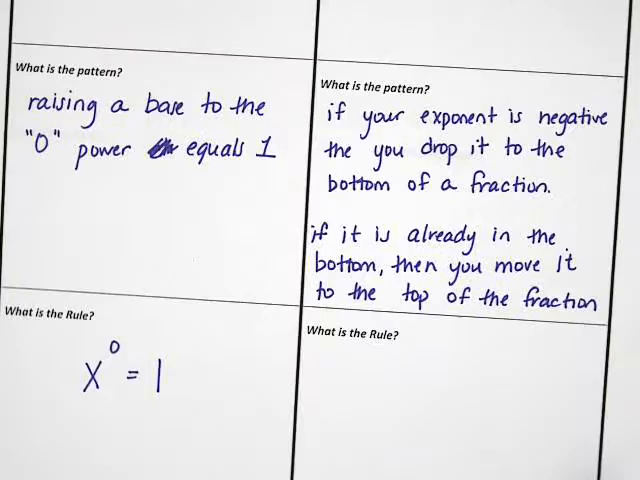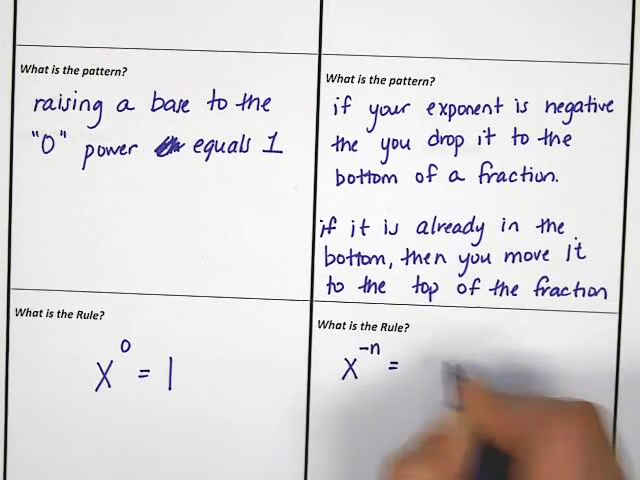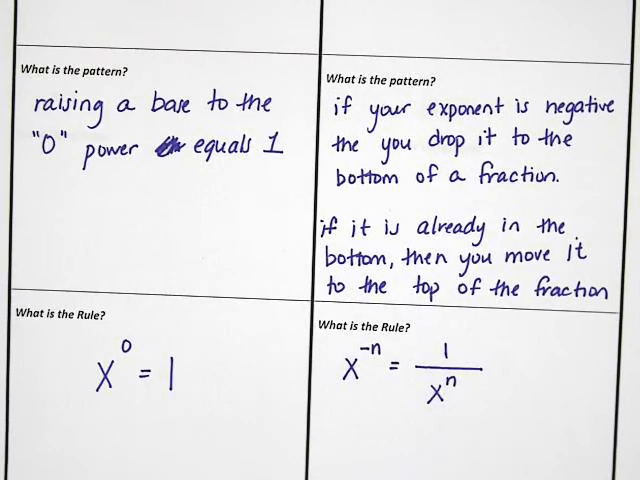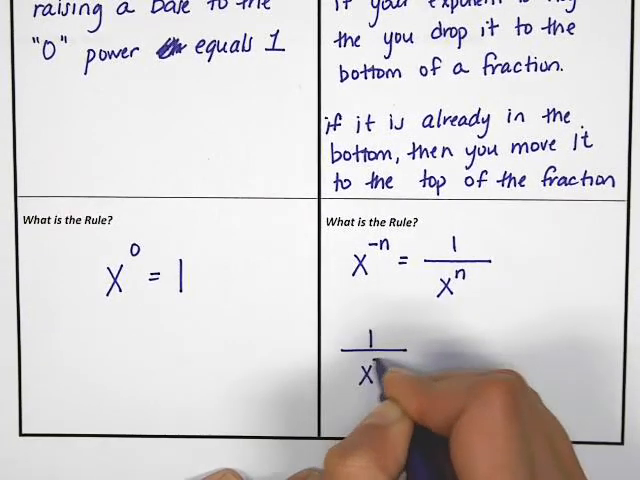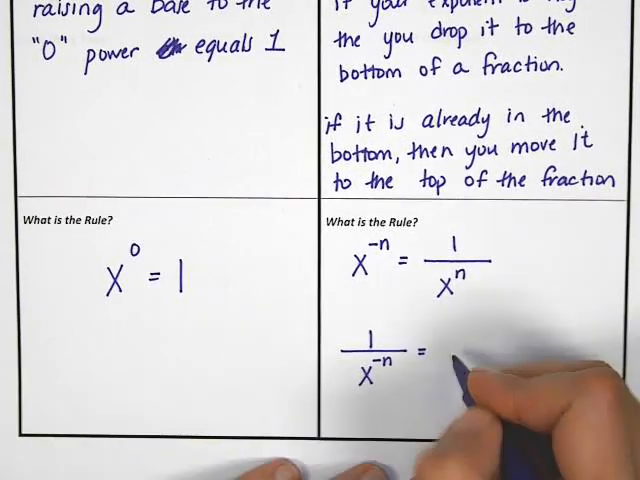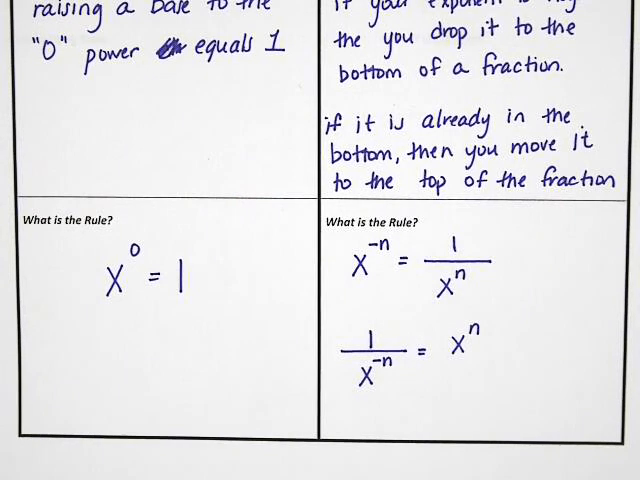So here's what we sometimes say. X to a negative number is really just 1 over x to the positive number. So just move that to the bottom and change the exponent to a positive. We also sometimes say that if you're already on the bottom, 1 over x to a negative number, then you just move it to the top and you make it a positive number. By moving it, you make your exponent positive.